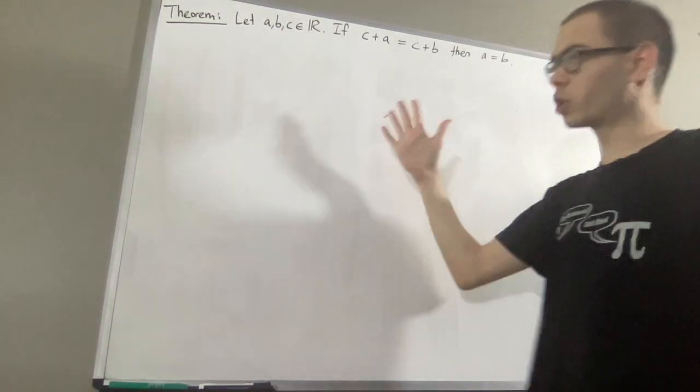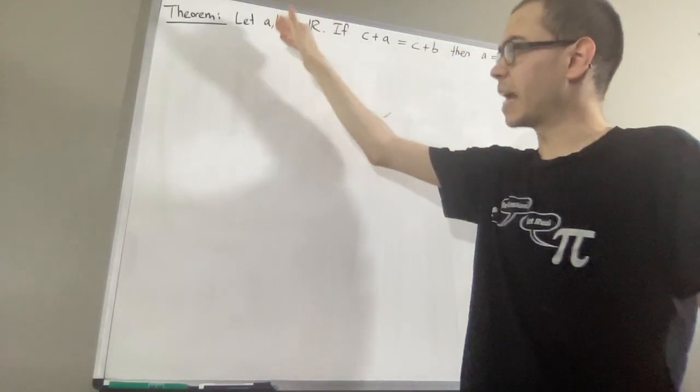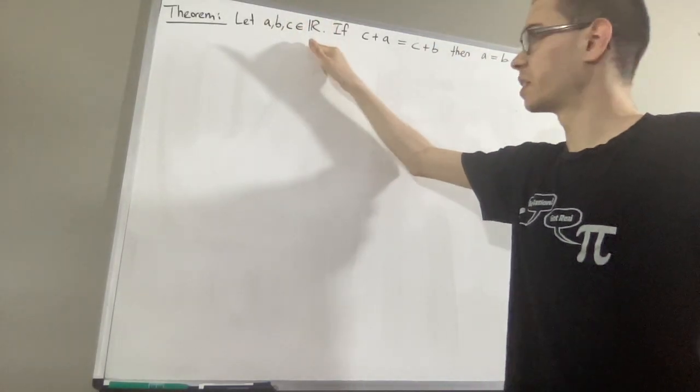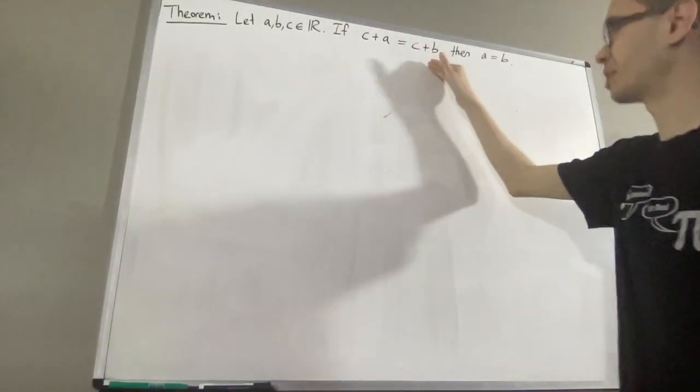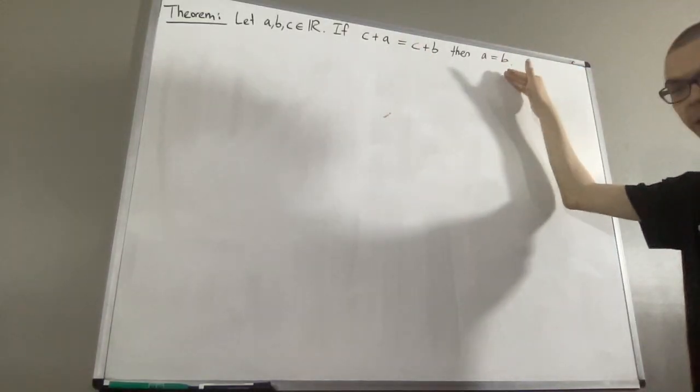Hello! In this video, we're going to prove the following theorem. Let a, b, and c be real numbers. If c plus a is equal to c plus b, then a is equal to b.